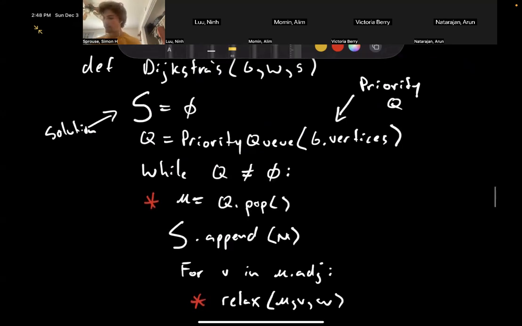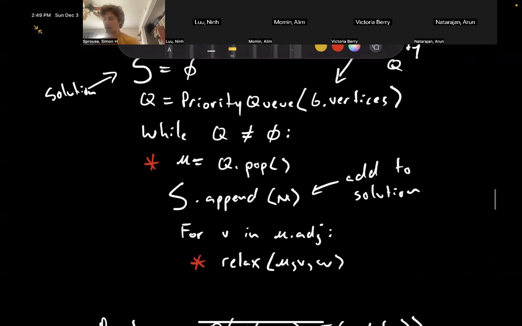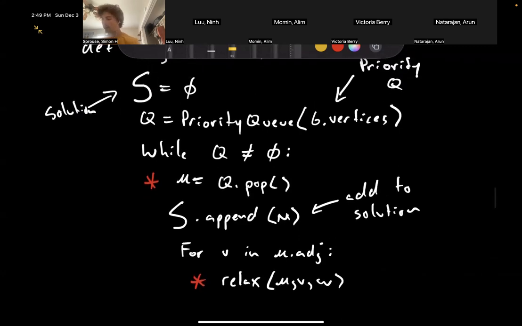And so while the queue is not empty, we're going to pop the minimum element from the queue. I made a little asterisk here, so we'll come back to that. But when we're looking at the minimum element, we're going to append the element to the solution, so we add it to the solution set. And for every node that we can reach from the minimum, with U being the minimum and V being the node that we can reach, we potentially relax that node. And I drew another star here because these are important.